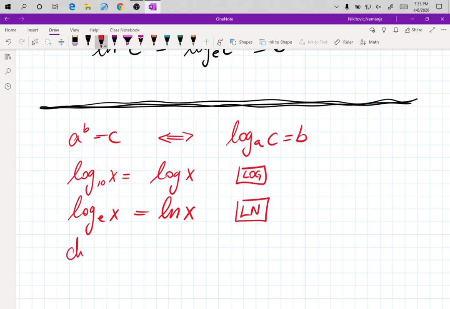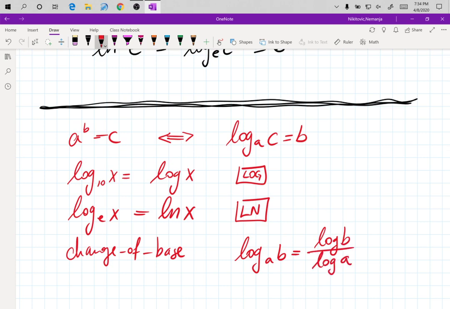Now, change of base. If you really want to calculate other bases, even though it's useless because we don't have them anywhere in application later on, then log of any base a of any number b is going to be log b over log a. And we can use ln b over ln a. So either one.